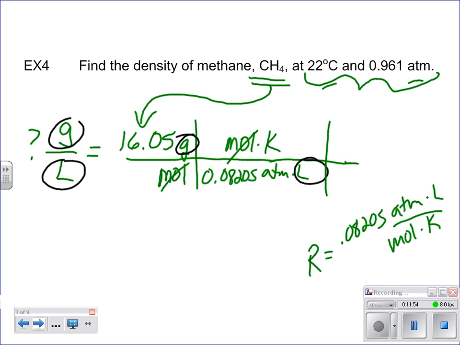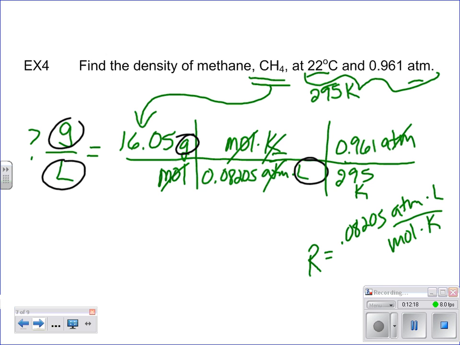So now it is just a canceling game, and we want our 22 degrees, which is 295 Kelvin. We want that to cancel, so we put that on the bottom. And we have our atmosphere, so that goes on the top so that it cancels. And that's it. It's like magic. It's magic math. Any answers? Perfect.